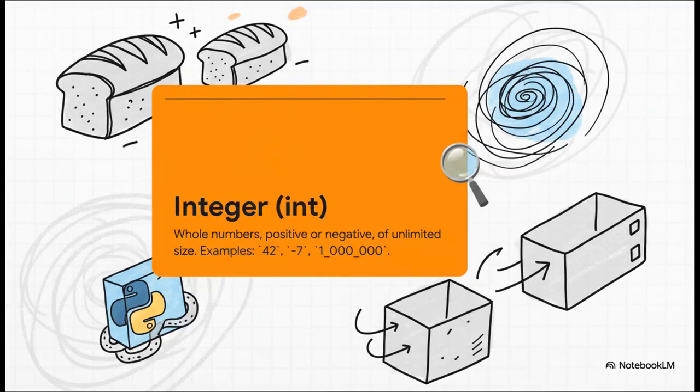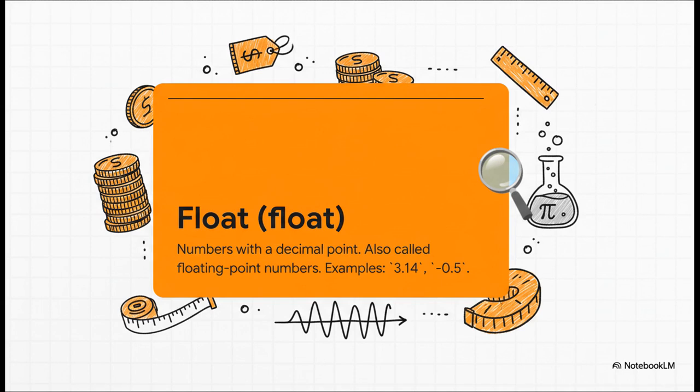Integers are your bread and butter whole numbers. 42, -7, a million. And what's really cool in Python is that they can be basically as big as you want. You don't have to worry about them overflowing, which is a huge relief. Next up, we've got floats. That's just the programmer speak for any number with a decimal point. So think pi, 3.14, or maybe a price like $19.99.